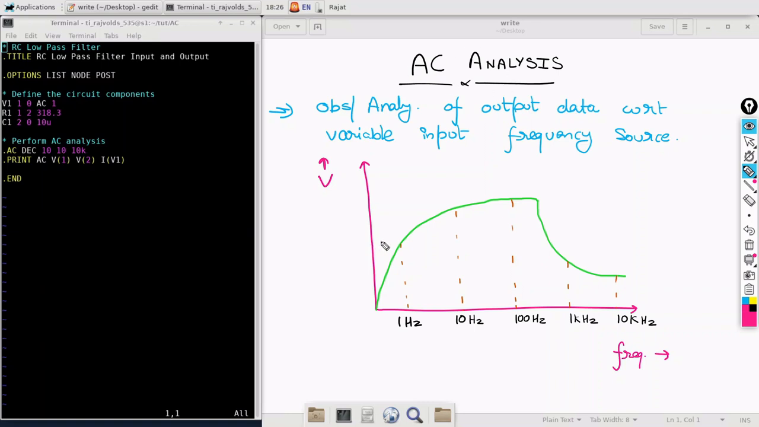In this example we are varying the input frequency from 1 hertz up to 10 kilohertz, and we are obtaining the voltages at different frequencies. So it is AC analysis.